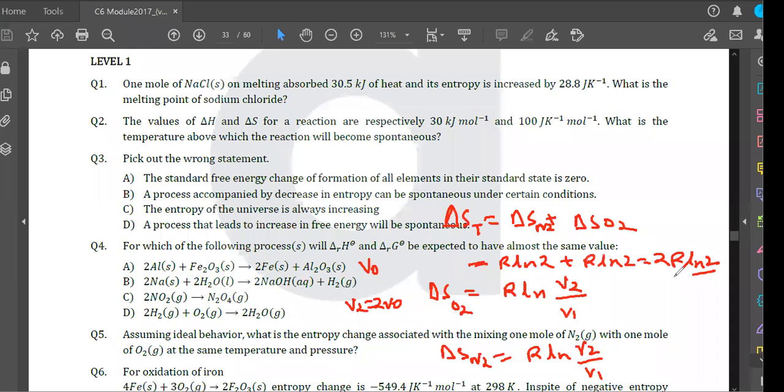Got your answer? Tell me, got your answer? Ronak, Shreya, you got your answer? Okay, very good. Now we are done with question number 5.